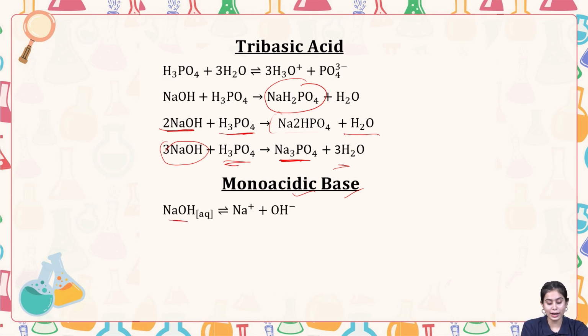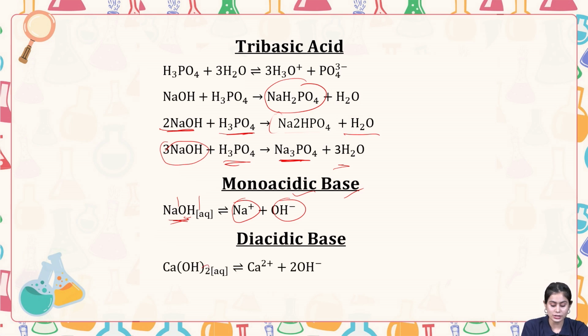So sodium hydroxide. First of all we have to see how it dissociates. So it forms Na plus and OH minus ions. And this is an example of a monoacidic base. How many hydroxide ions? 1. Moving on, diacidic base.